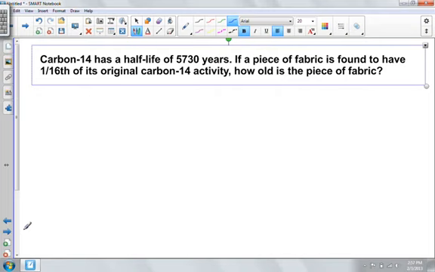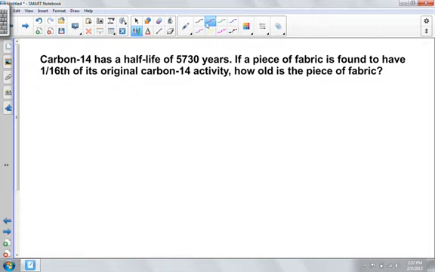Carbon dating. This is something I'm sure you've all heard of before. Carbon dating is used to determine how old things made out of plants are. So, for example, carbon-14 has a half-life of 5,730 years. If a piece of fabric is found to have 1/16 of its original carbon-14 activity, how old is the piece of fabric? Well, what we have to figure out from this is, what does 1/16 tell us about how many half-lives we have gone through?